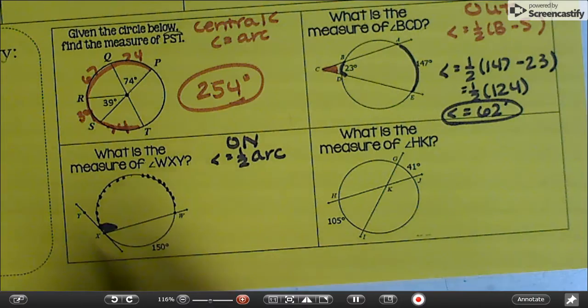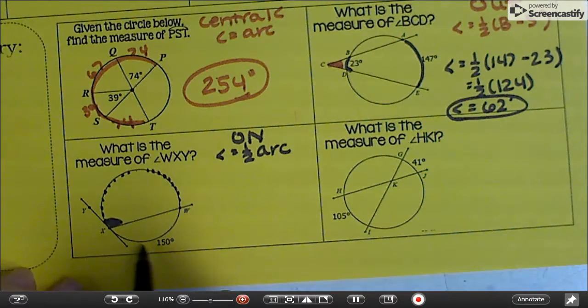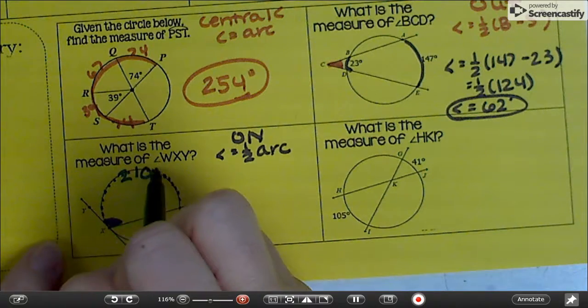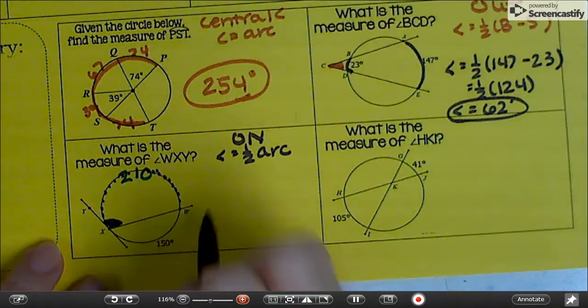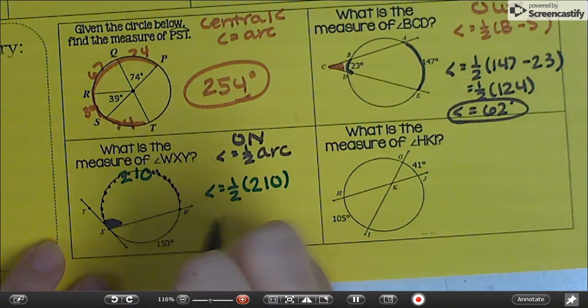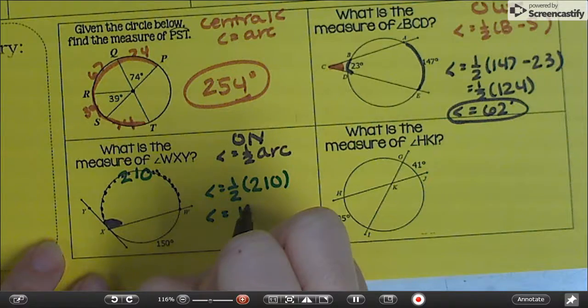So a circle has 360 degrees. So if we do 360 minus 150, that gives us 210 degrees for that arc. Since the angle is half of the arc, half of 210, then that angle is 105 degrees.